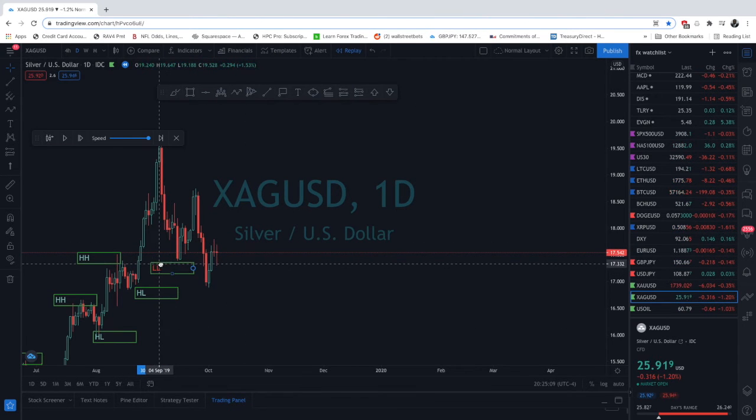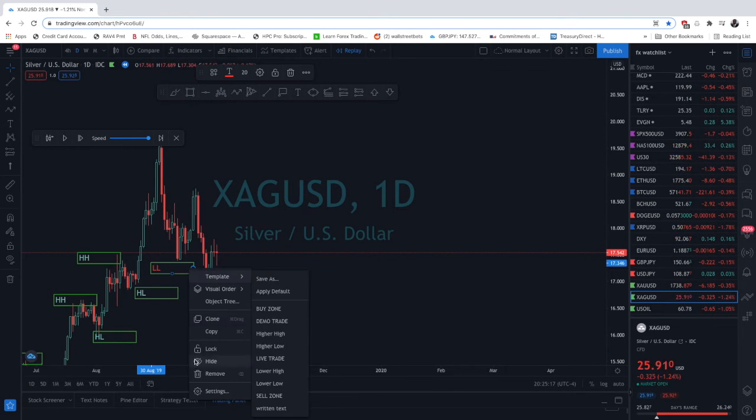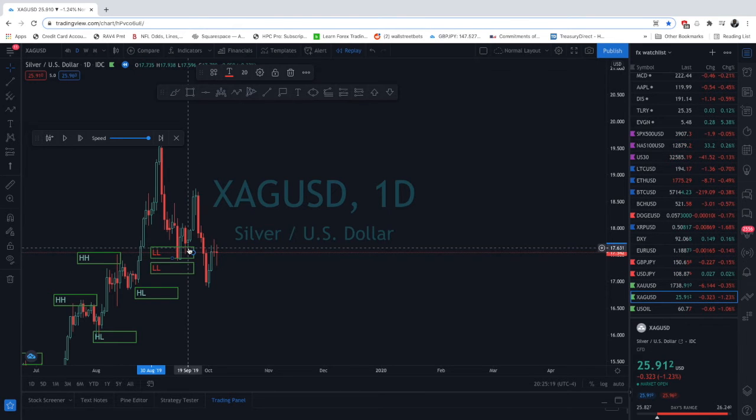This would be our lower low because it came down and it came back up to make our lower high, because it stopped coming higher. So now it's making lower highs. So let me show you how that would look like. Give me a second.